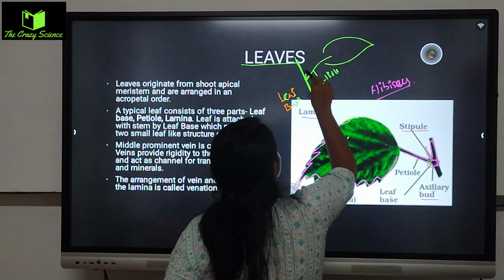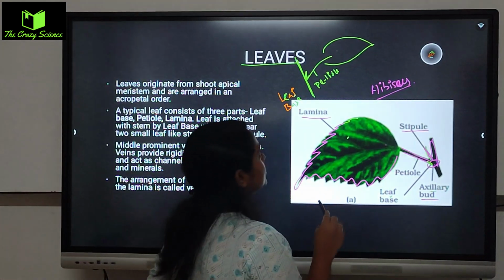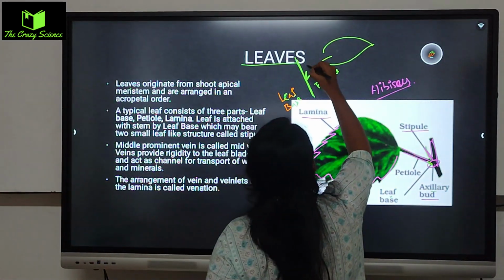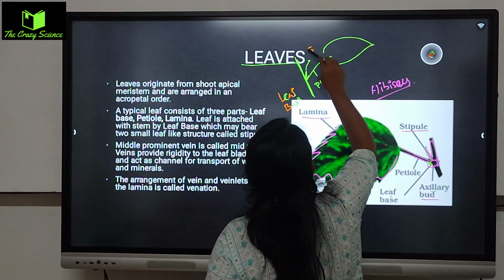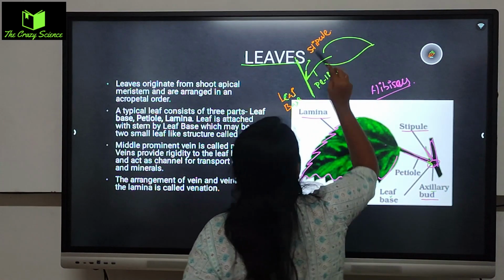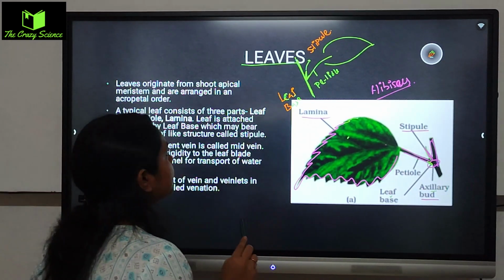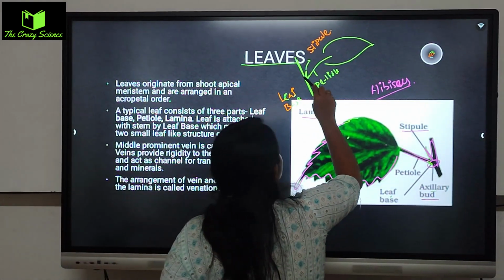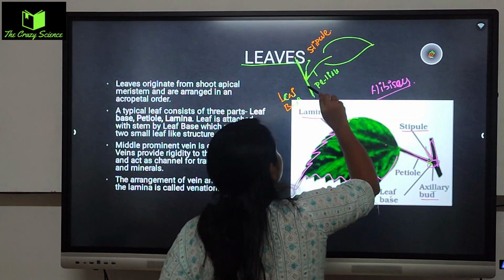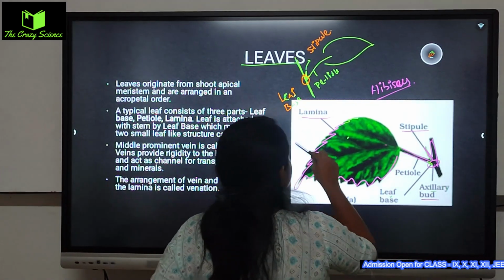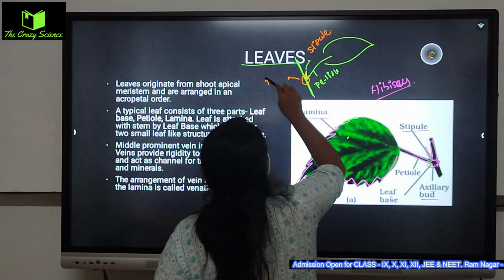Okay, and here this kind of structure you will see, a small straight leaf-like structure, this is called the stipule. All right, this is called the stipule, and other than this, the part here from where the stipule and petiole come out is called the axillary bud.